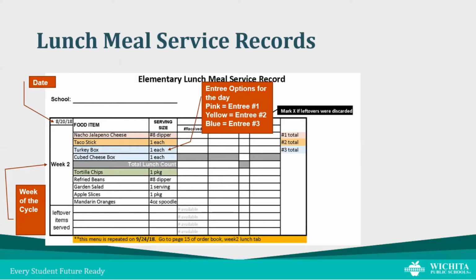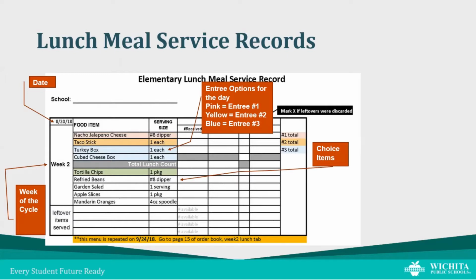Entree options for the day. Each are color-coded with a different color. If items are the same color, that means that they have to be served together. In this example, the turkey box and the cubed cheese box are both blue, which means they are served as one item. The choice items are listed under the total lunch count line.